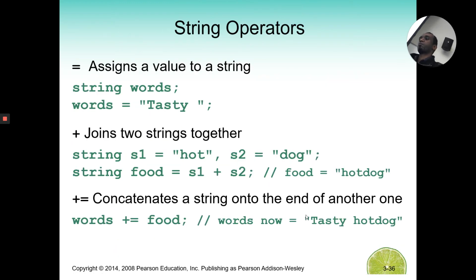You have some string operators. You have the assignment, which assigns a value to a string. So here you have string words, and then words assigned to the word taste. And then you can use the plus operator to concatenate, to combine two words or more. So here you have string s1 equals hot, s2 equals dog. So here you have s1 plus s2, and then it would give you food equals hotdog. And you can concatenate a string onto another string using the augmented operator. Okay.